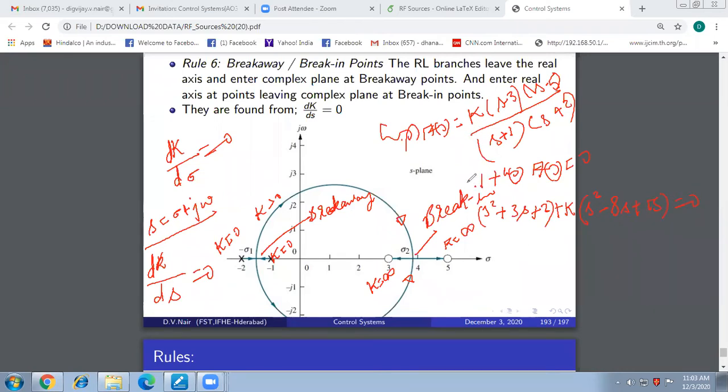For given G(s)H(s), the characteristic equation 1 plus G(s)H(s) equal to 0 will become something like this. Right, Ben? Have I done this correctly? Yes, sir. From this, what will k be equal to? K will be equal to, this will go on that side, right? It will be minus s cube plus 3s plus 2 divided by s square minus 8s plus 15, right?